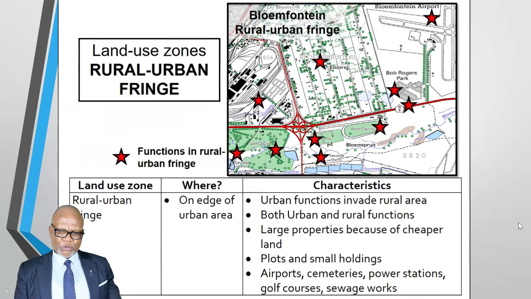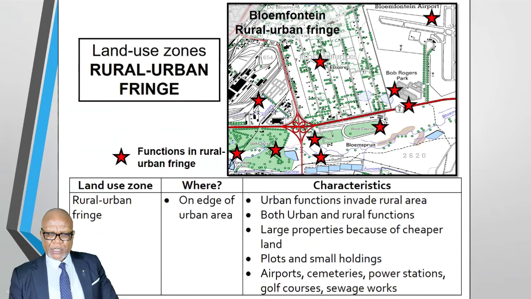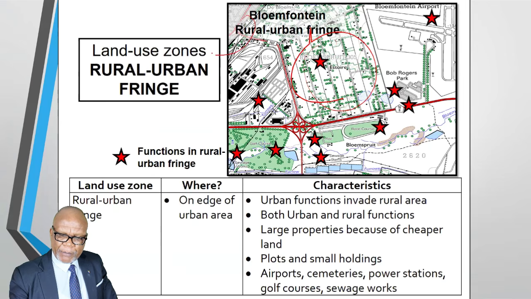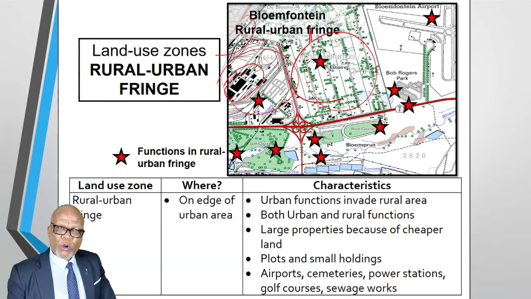Now, another land use zone is what we call rural urban fringe. It is found between the rural areas and urban area. So what do you see here? You can see over here, you have your rural areas, and you can see here, you have your urban settlement. So this area between the rural areas and urban areas is called the rural urban fringe. Usually it is where you're going to find your heavy industries. Why are you going to find heavy industries there? Because of flat and cheaper land there.